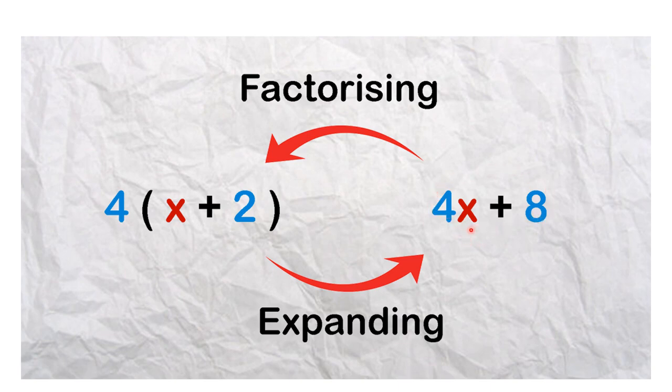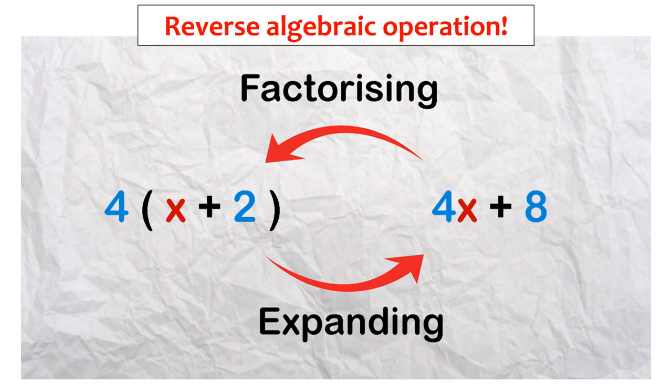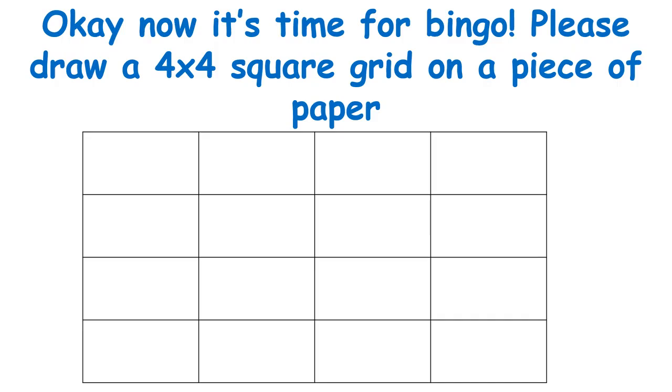4 goes into 4x plus, and 4 goes into 8. When 4 goes into 4x, you take out the 4, you are left with the x. 4 goes into 8 how many times? Take out the 4, how many times does it go into 8? It goes twice. So you must be able to understand the difference between factorization and expansion. It's quite important. It's called a reverse algebraic operation. This is algebra. When we speak of algebra, we speak of something like this.